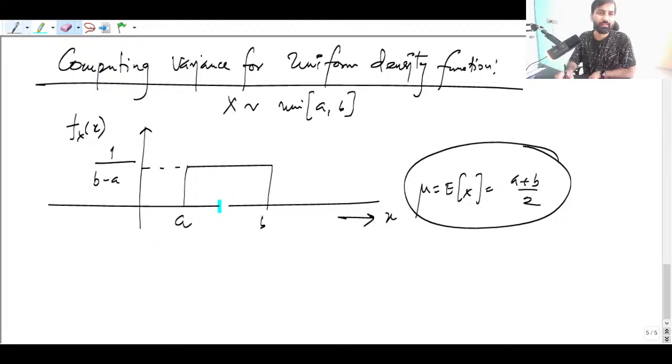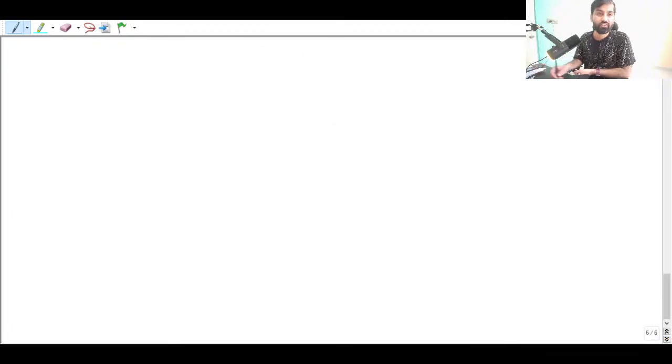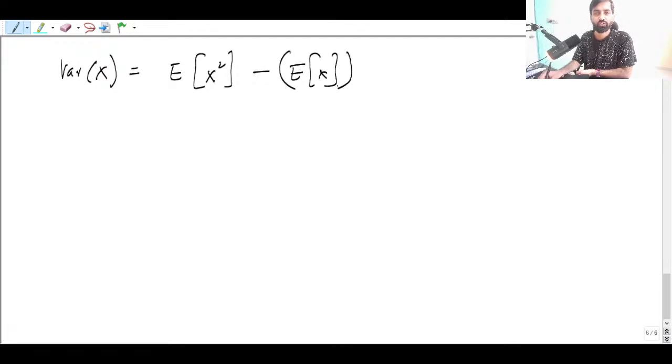I have told you one important, useful formula to compute variance; I think you remember it. Instead of using the formula in terms of the expectation of (x - mu) whole squared, we can simplify that definition and get a more useful formula. Variance of x is nothing but the expectation of x squared minus the square of the expectation of x.